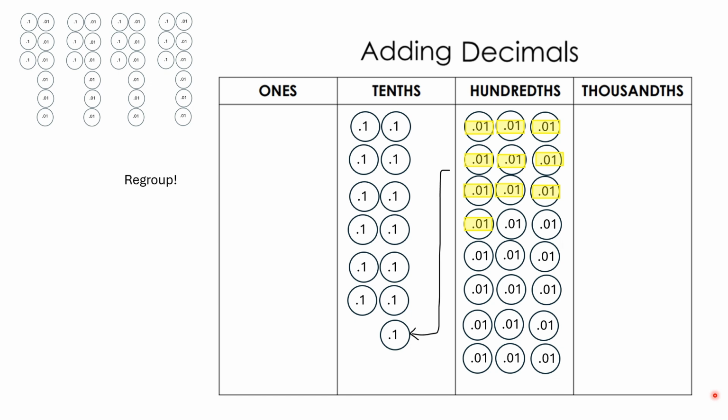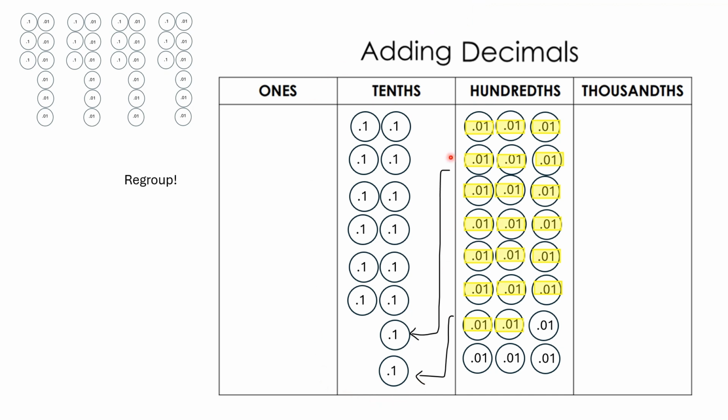Do we have another 10 hundredths? Let's find out. Count to 10. 1, 2, 3, 4, 5, 6, 7, 8, 9, 10. Great! These 10 hundredths form another 1 tenth. We are left with 4 hundredths. Not enough to regroup again, so we would leave those alone.